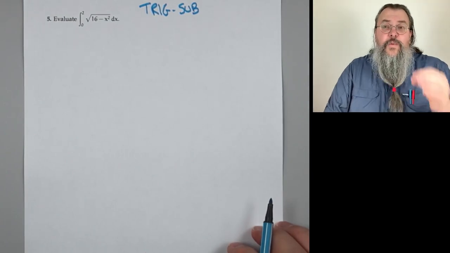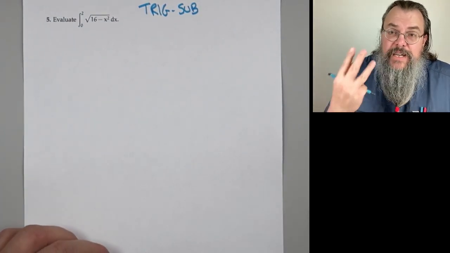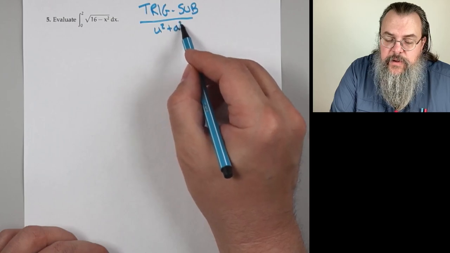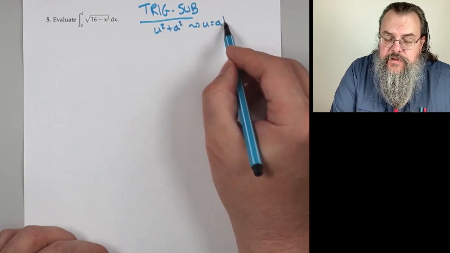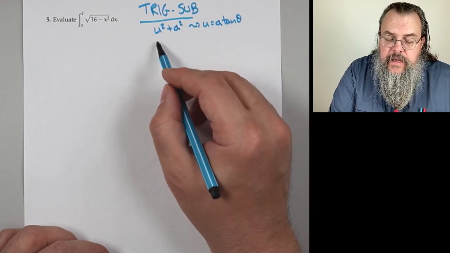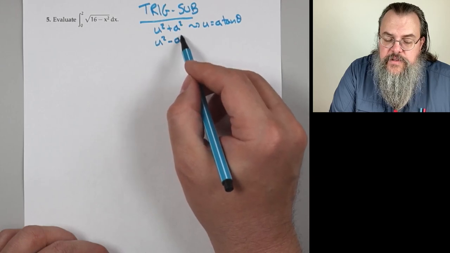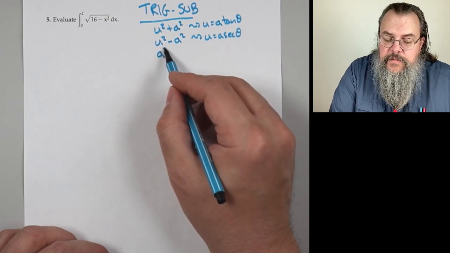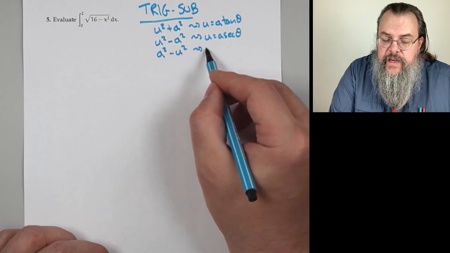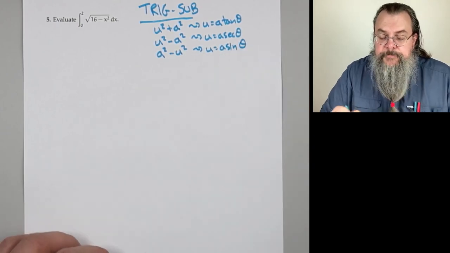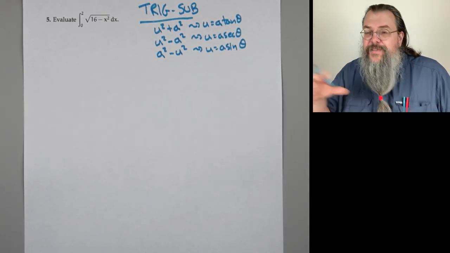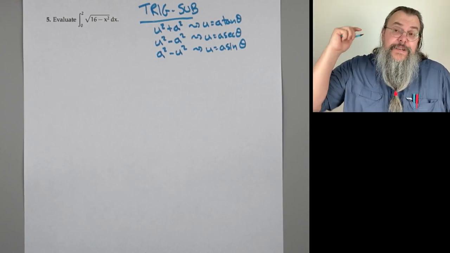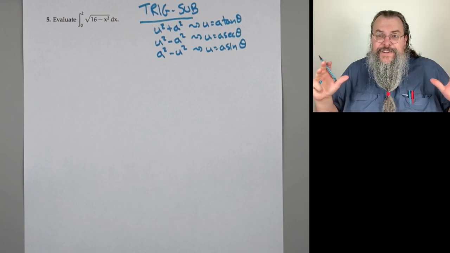Now, the thing you have to think about is, what's the right substitution to make? There are 3 categories. There's variable squared plus number squared. Well, that's a tangent substitution. If we have a variable squared subtract a number squared, that's a secant substitution. And the last thing is number squared subtract variable squared. That is a sine substitution. And the whole moral of this, the whole reason we're doing all of this, is the goal is to make the inside become a square. So all of this is to get rid of the square root.